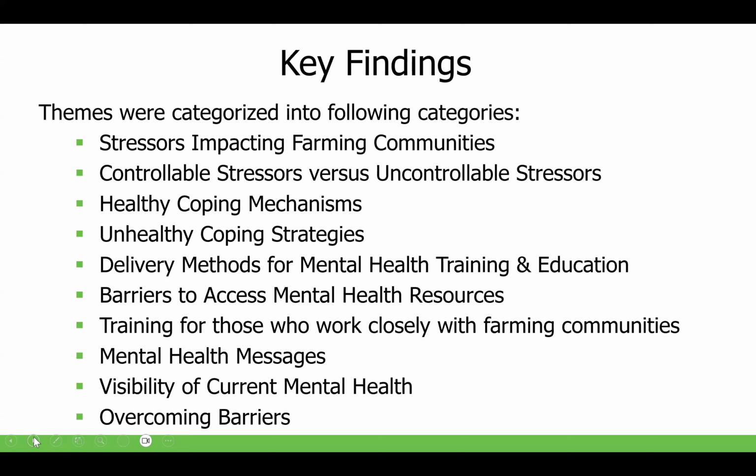Delivery methods for mental health training and education. What were some of those best delivery methods that they think would be the best way to reach this particular population? Barriers to access mental health resources, training for those who work closely with the farming communities. We did some testing of some mental health messages as well. And then visibility of current mental health resources. And lastly, but certainly not least, some ways in which we could overcome some of the barriers that they have identified to access mental health resources.